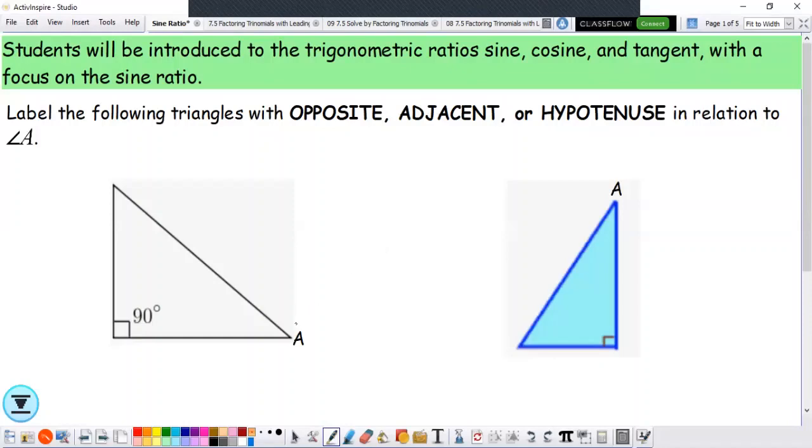So we have angle A, and we're going to label the sides of this triangle in relation to angle A as being a side that's opposite to the angle, adjacent to the angle, or the hypotenuse. Now, you're probably familiar with hypotenuse as being the side opposite of the right angle in a right triangle. So the hypotenuse is going to be opposite of the 90-degree angle. So here's the 90-degree angle. Opposite of that is your hypotenuse.